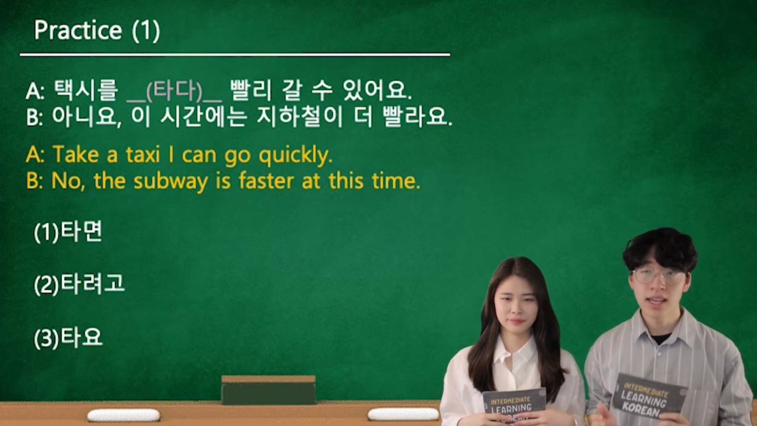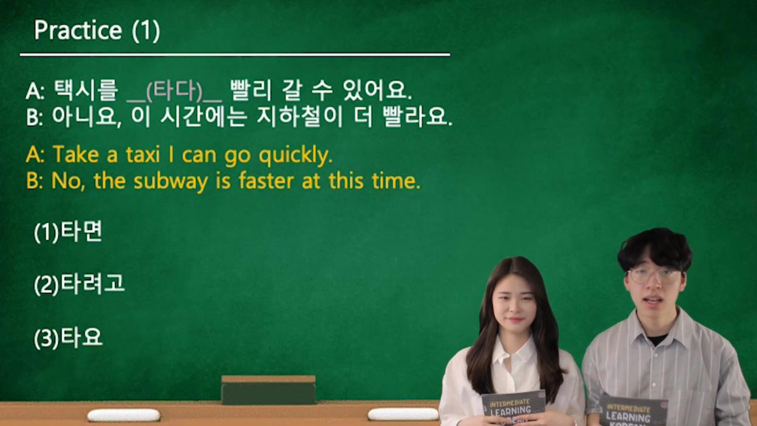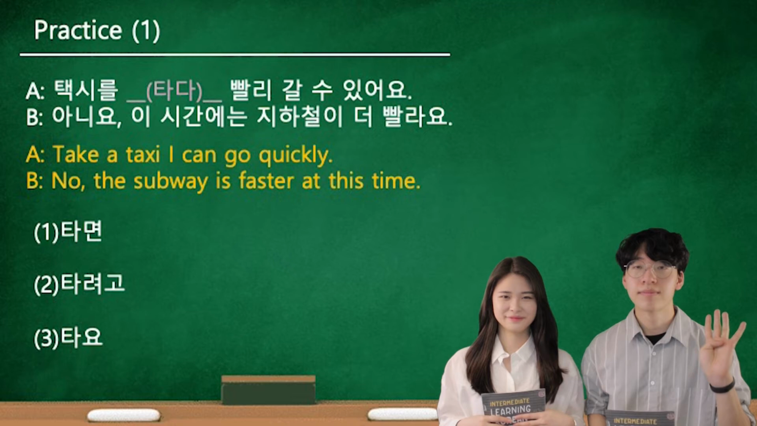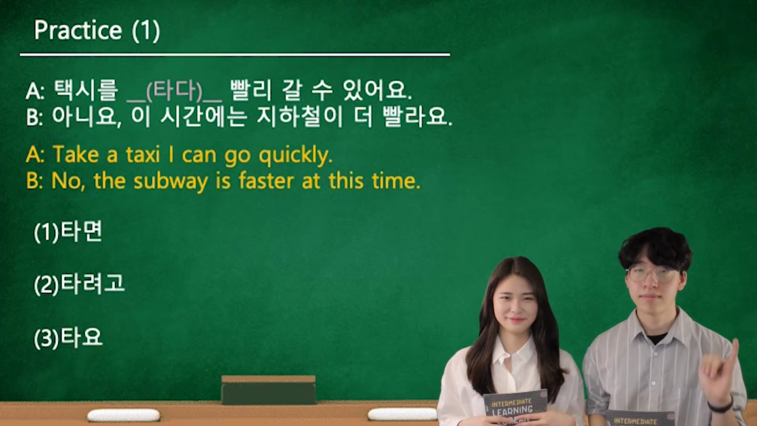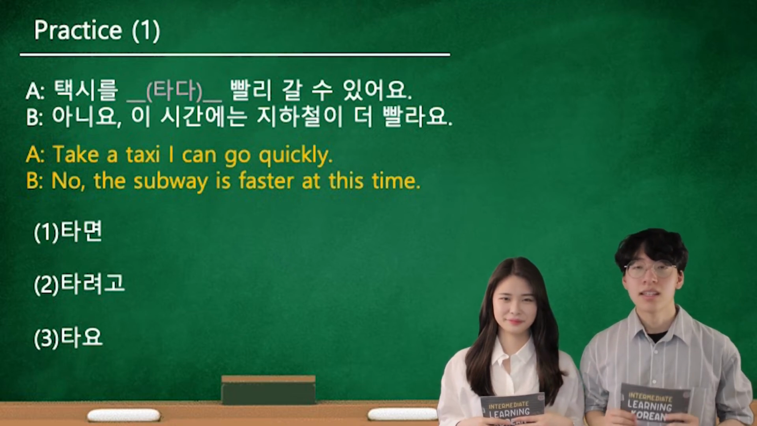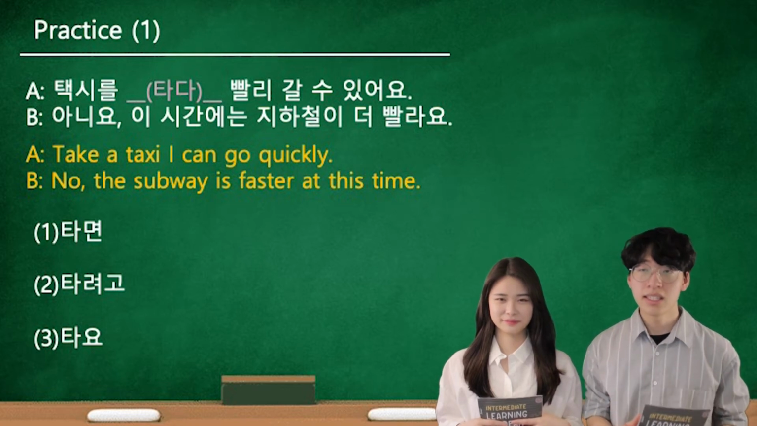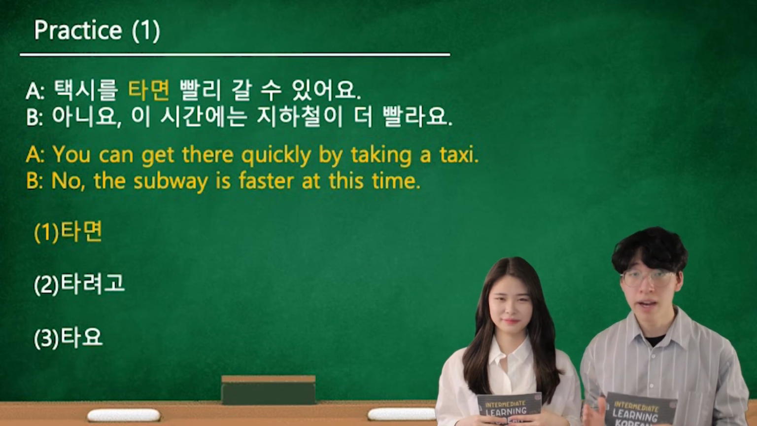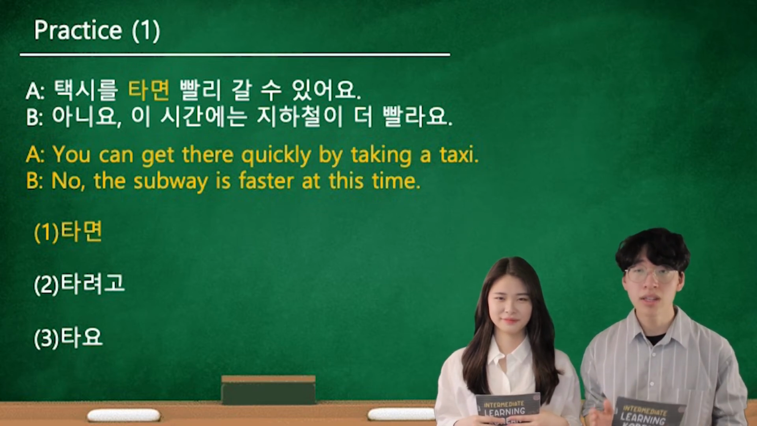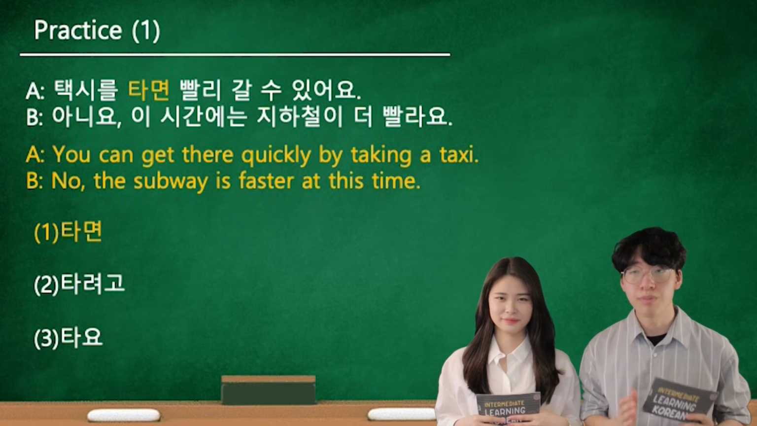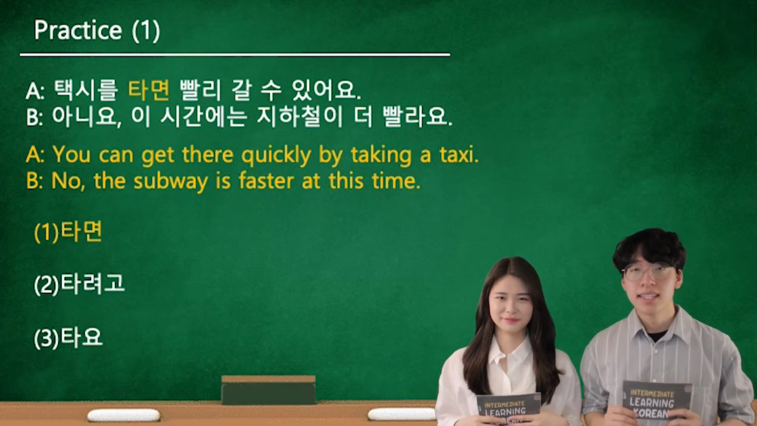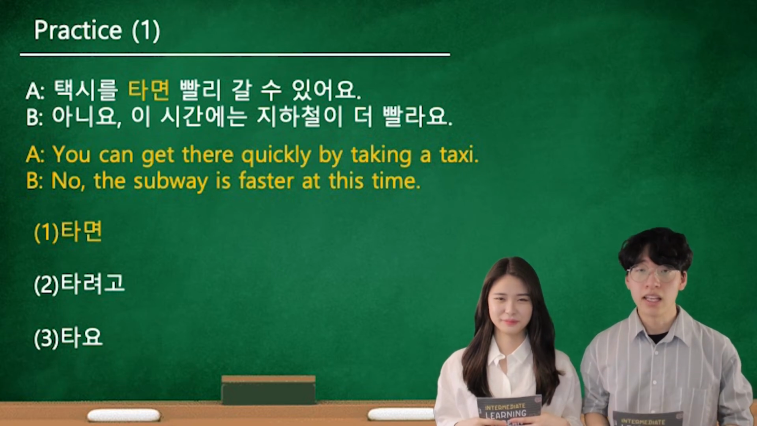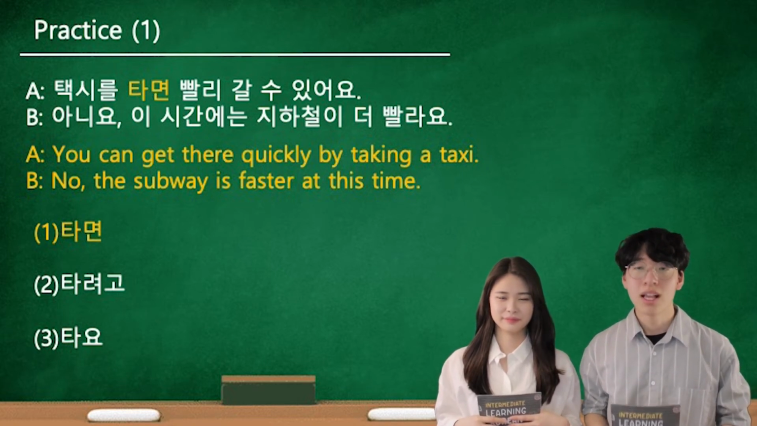Then let's read the sentence together. A. 택시를 타면 빨리 갈 수 있어요? B. 아니요. 이 시간에는 지하철이 더 빨라요. Okay, let's read it one more time. A. 택시를 타면 빨리 갈 수 있어요? B. 아니요. 이 시간에는 지하철이 더 빨라요.